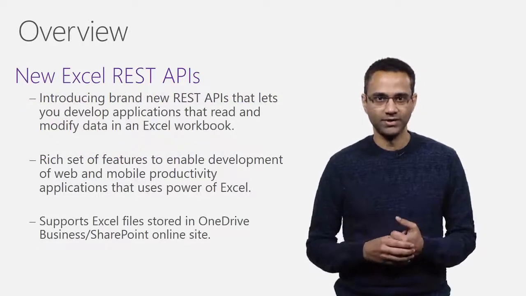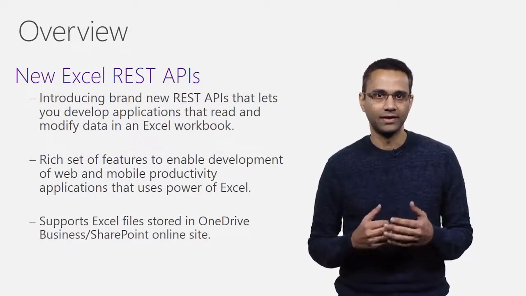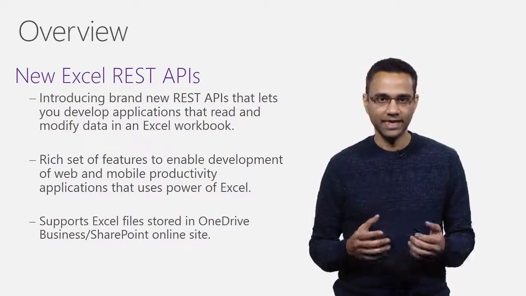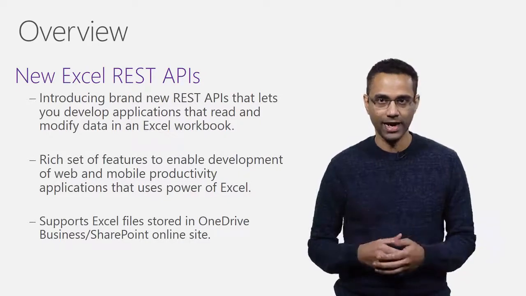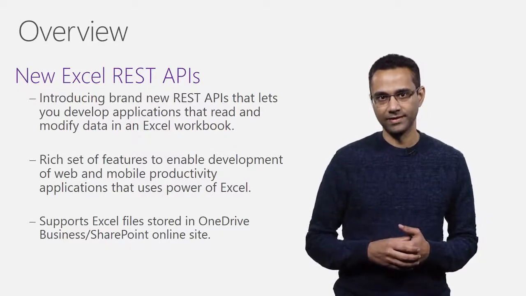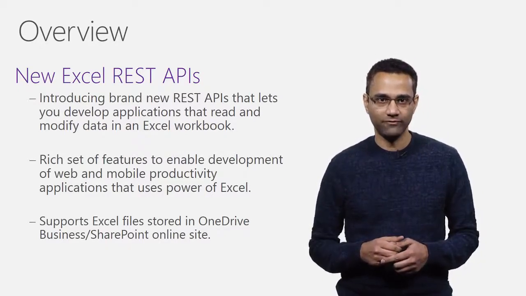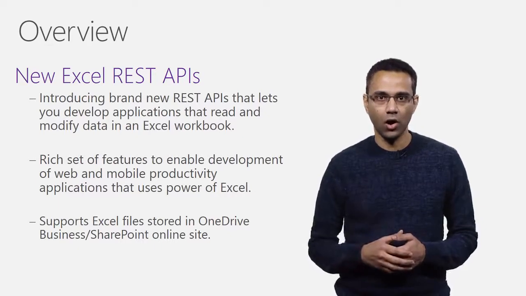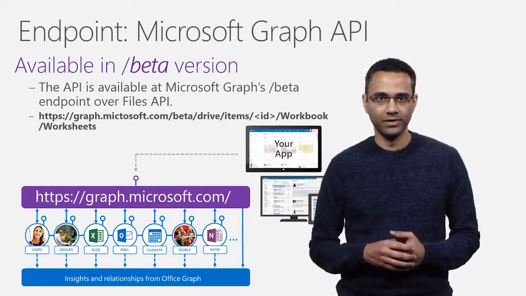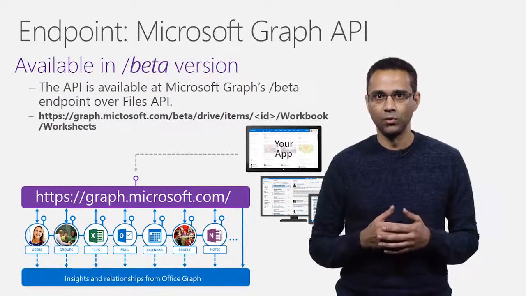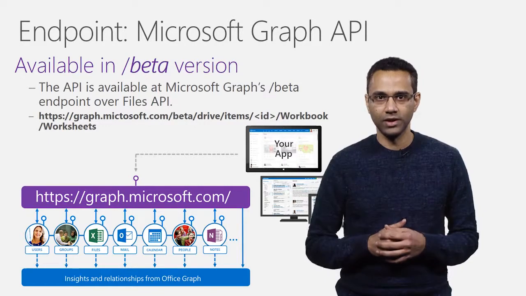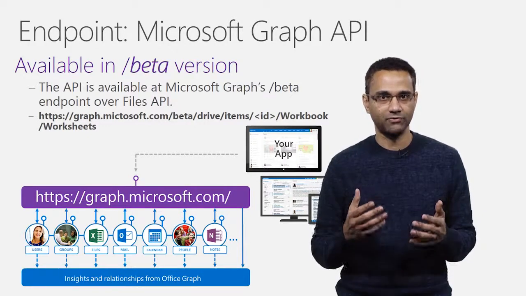I'm excited to announce that we are adding brand new REST APIs that let you develop applications that read and modify data in Excel workbook. These APIs can be used to build new class of web and mobile applications that take advantage of analytical and visualization power of Excel. The Excel REST APIs will be supported for Excel files stored in OneDrive Business or on a SharePoint Online site. The new APIs are going to be available as part of the Microsoft Graph APIs, which is a single endpoint to access many of the Office 365 services. To begin with, we're going to be releasing this as part of the beta version.